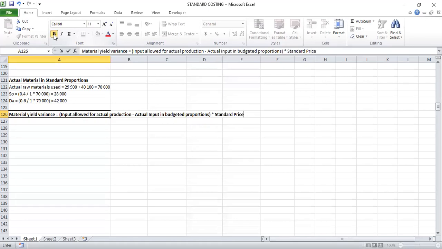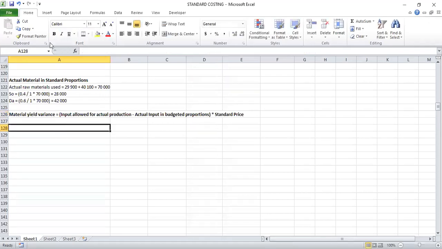So the yield variance is sort of an efficiency measure, whereby there's an output that we expect from a certain quantity of raw materials. And if we don't get that output from the raw materials, that means there's a problem. So it's a question of what was the output that we're expecting and what was the output that we actually got.